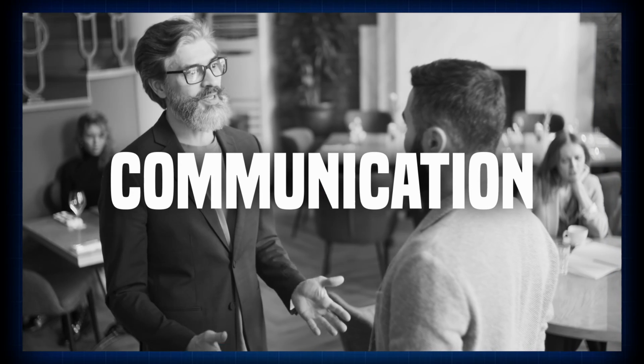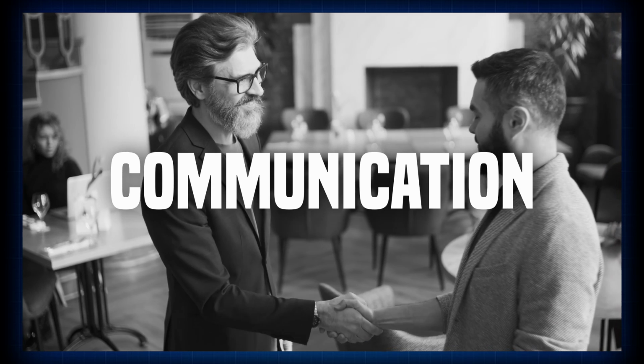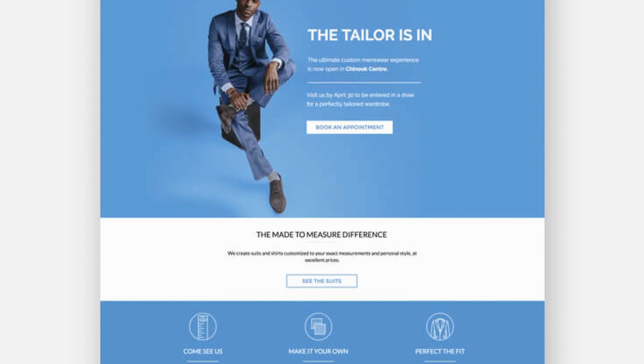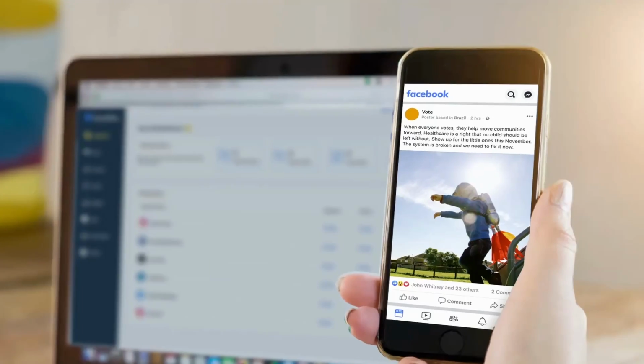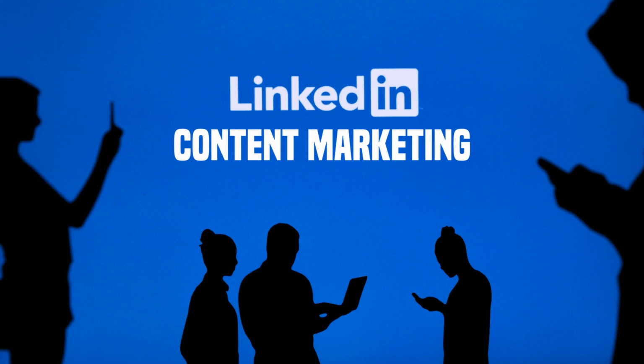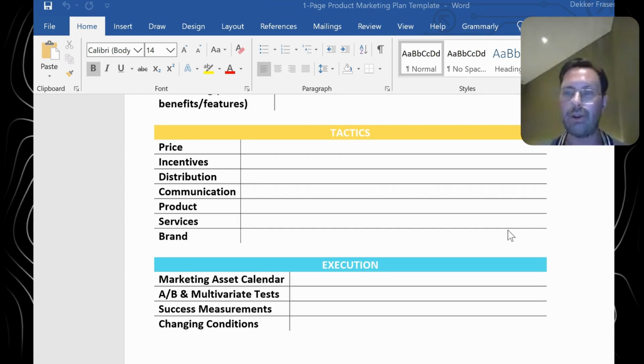Communication. Communication is usually what people think of when they think of marketing, but marketing is much more than that. Communication is things like your landing page. It's things like your advertisements, your Facebook posts, your LinkedIn content marketing, the content and case studies that you're sending through Outreach or through Marketo or through HubSpot.